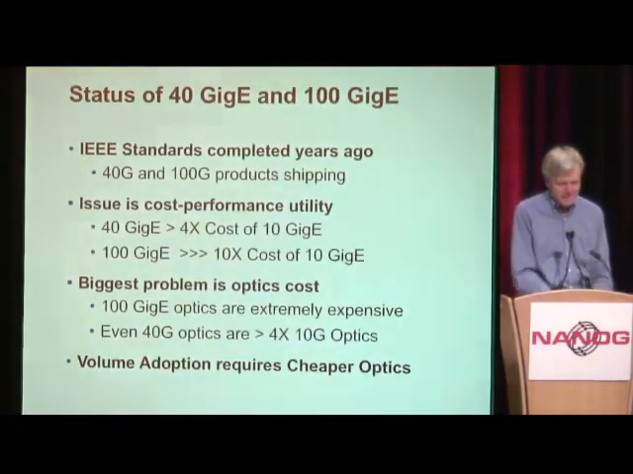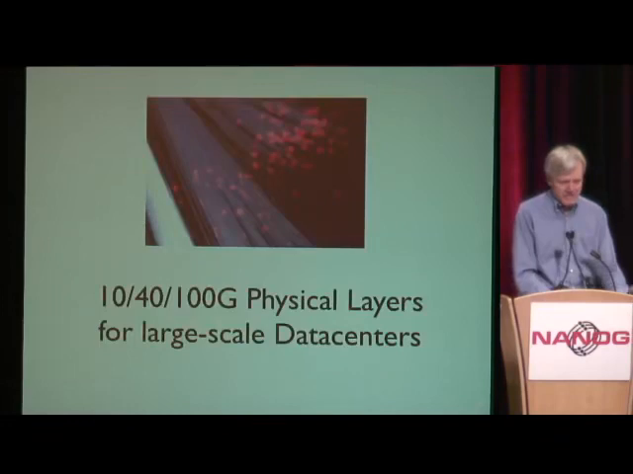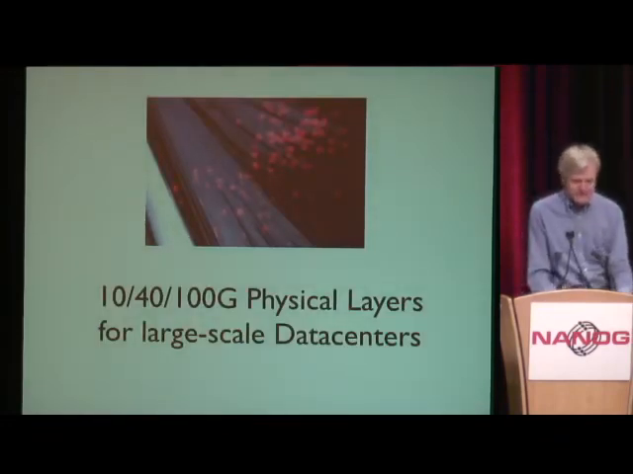And this is a little bit unfortunate in the sense that the IEEE standards were completed years ago. So the 40 gig and 100 gig standards were done in 2007, I believe. But as of today, the cost per port is still higher than the equivalent number of 10 gig ports. The 40 gig is actually getting there, but in the case of 100 gigabit, it's vastly more expensive. And the real issue is actually the optics cost, which is certainly, 100 gigabit optics are extremely expensive, and 40 gigabit optics are still more than four times the cost of a 10 gigabit one. So what I want to talk about next is what's going to happen on these optics.